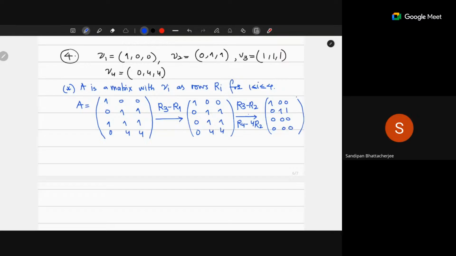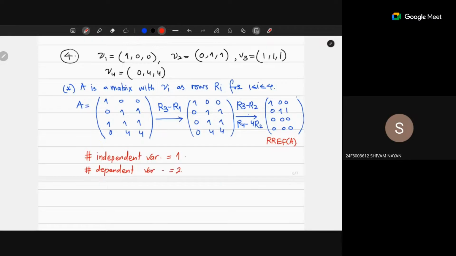Okay. So we have obtained the row reduced echelon form, correct? Yes, this is the row reduced echelon form of A. Now, what is the number of independent variables? The independent variable is 1, right? The number of dependent variables is 2.